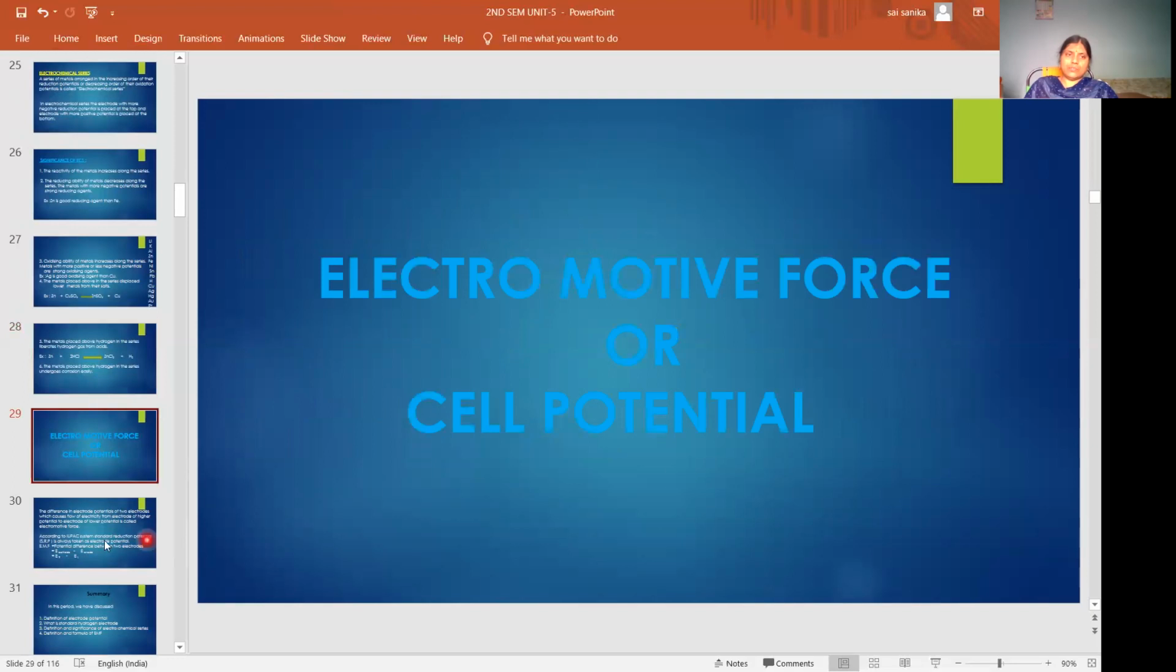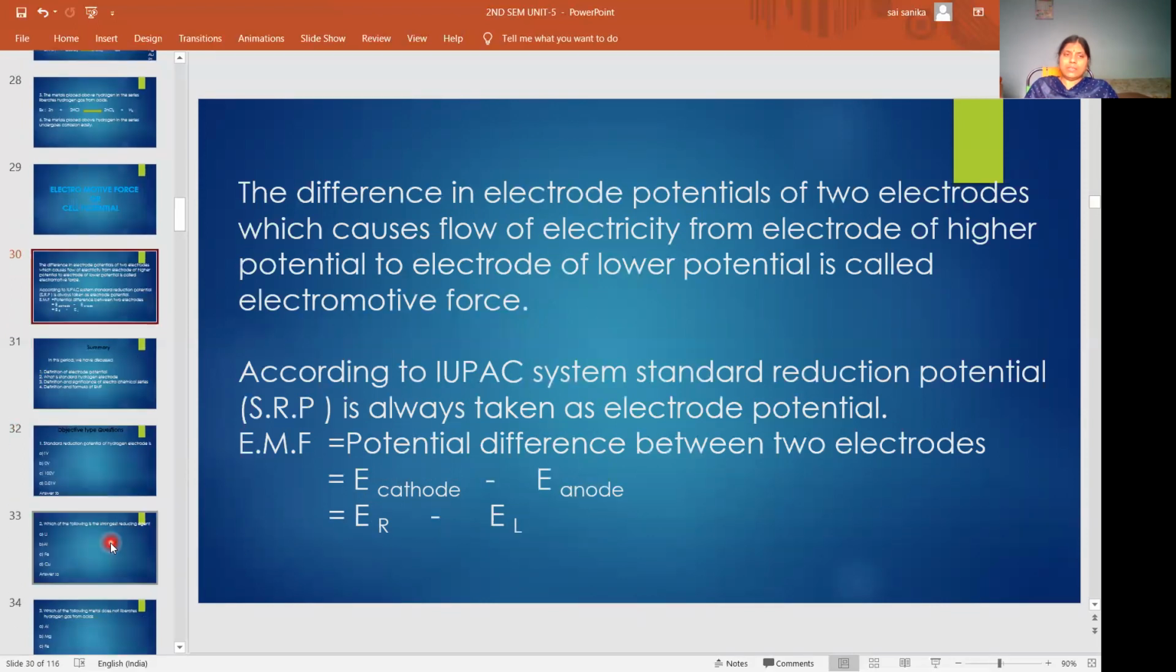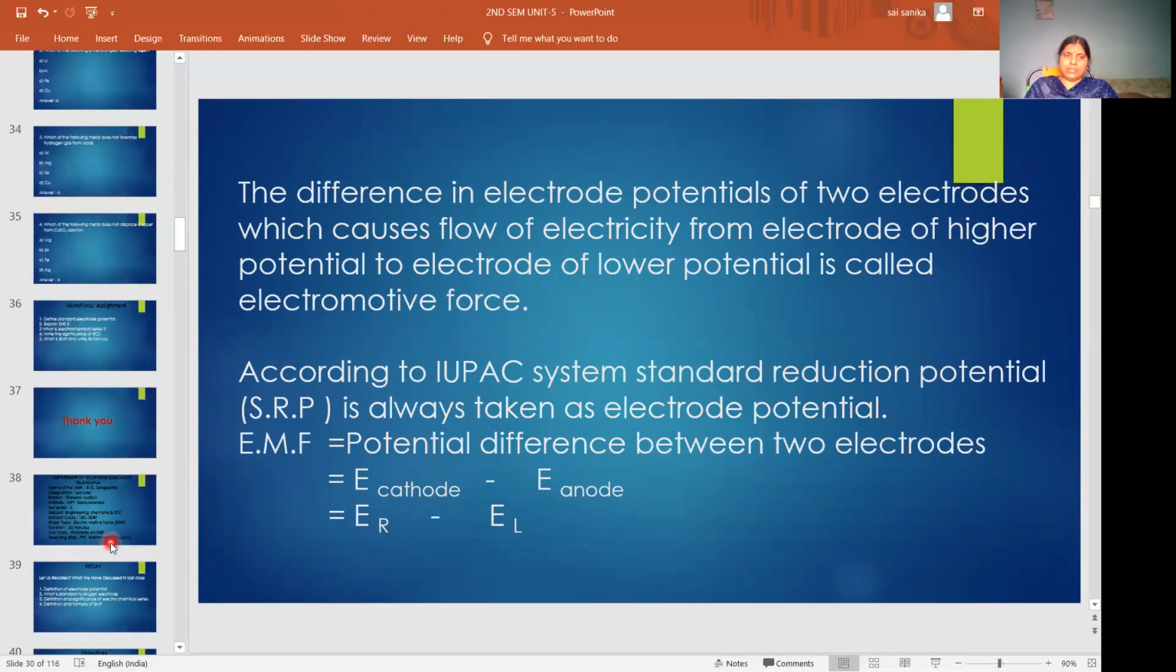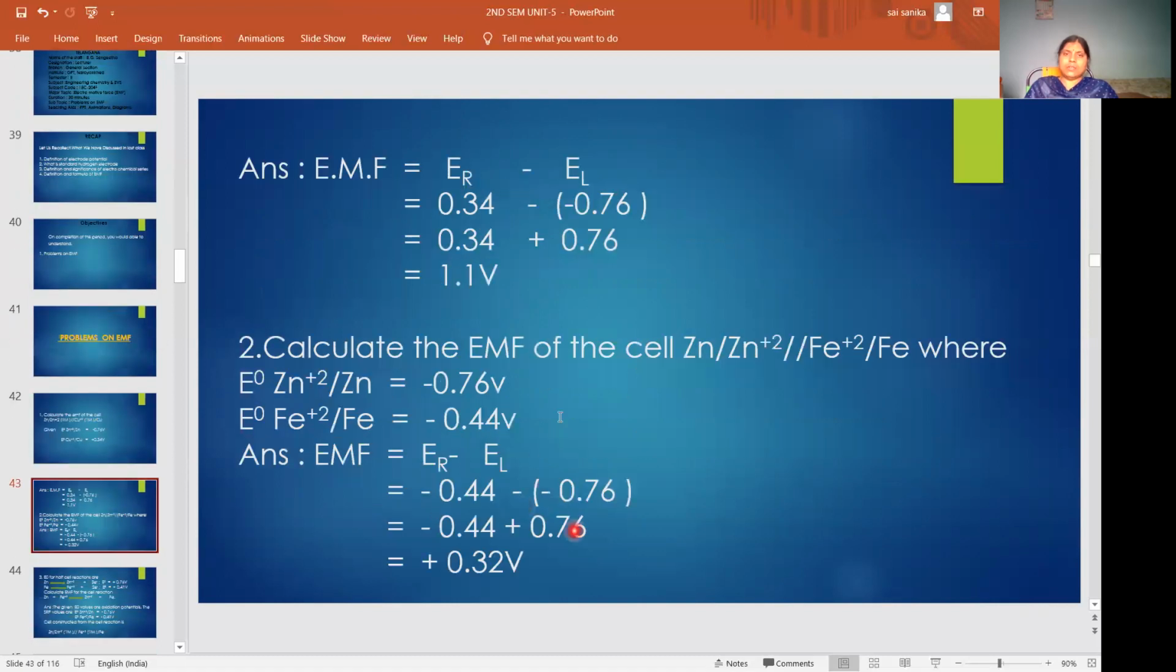So what is electromotive force? In the last class I told you that the difference in electrode potentials causes the flow of electricity from the higher electrode potential to the lower electrode potential. It is given by the formula E cathode minus E anode, that is, E right minus E left. If you know the formula and identify which is anode and which is cathode, then you can do the problem very fast. Now next, we studied the problems on EMF.